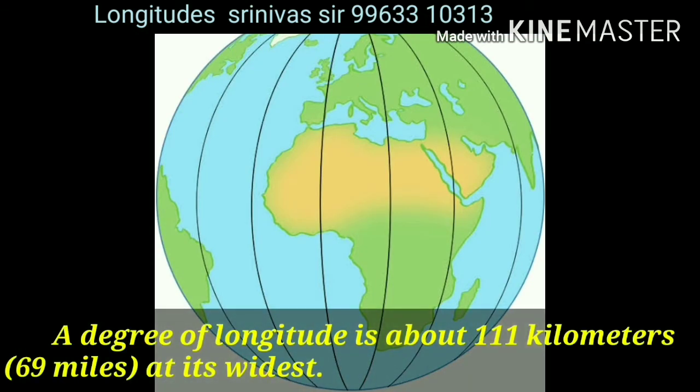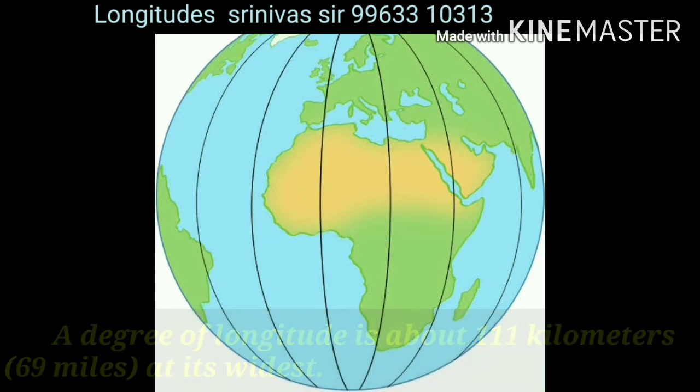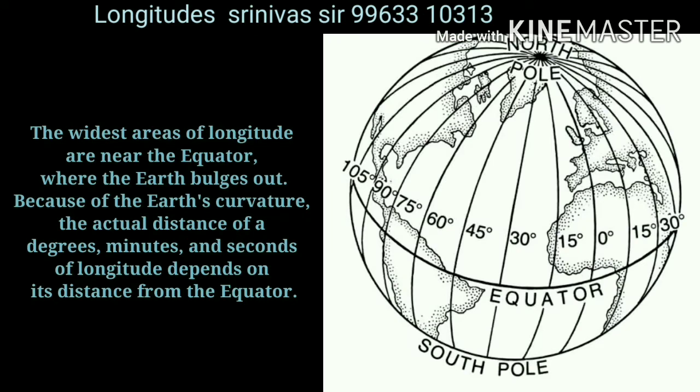A degree of longitude is about 111 kilometers or 69 miles at its widest. That means the distance between two longitudes is 111 kilometers or 69 miles at the equator. The widest areas of longitude are near the equator, where the earth bulges out. Because of the earth's curvature, the actual distance of a degree, minutes and seconds of longitude depends on the distance from the equator.